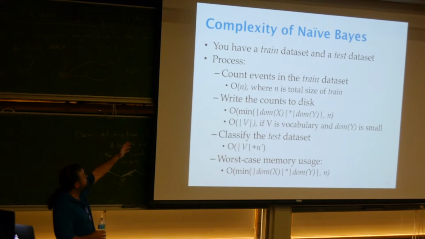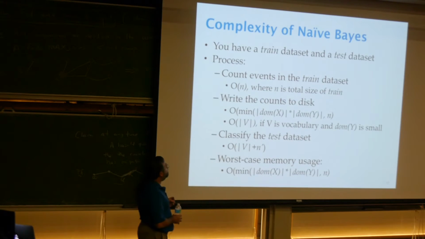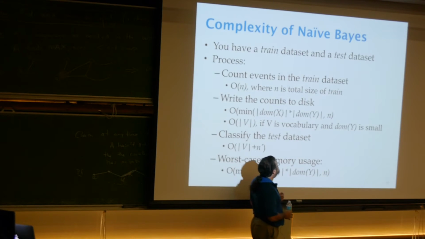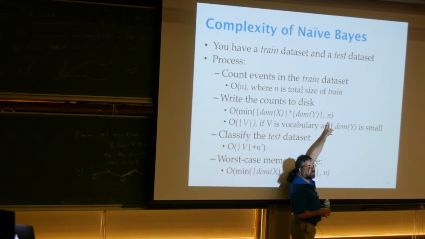The process, again, is just to count the events in the training data set. Presumably, in a real setting, we're building a classifier that's going to be used somewhere else, so we want to think about that and model that. The other thing we have to do is write the counts out to disk. There are a couple of ways we can bound that. Certainly the number of counters I get is not bigger than the size of the training data set, because I only increment a counter when I see a word. So it's not larger than n.